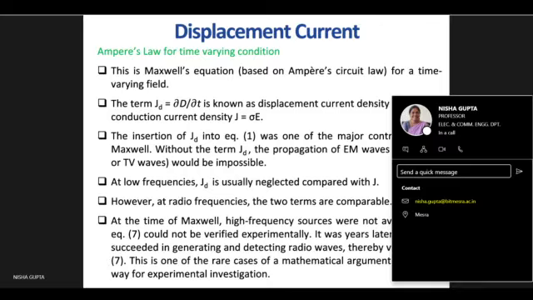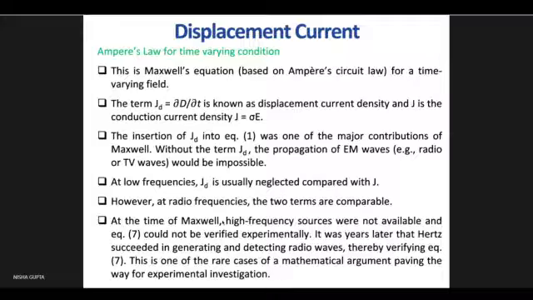So that is why Ohm's law, KCL, KVL, everything is applied there. But at a high frequency, we need to consider the term JD. It becomes quite comparable with J. And in the case of wireless communication, we do not have any conductor. So there, this term J will vanish and we will have only the term JD, which is the displacement current density.